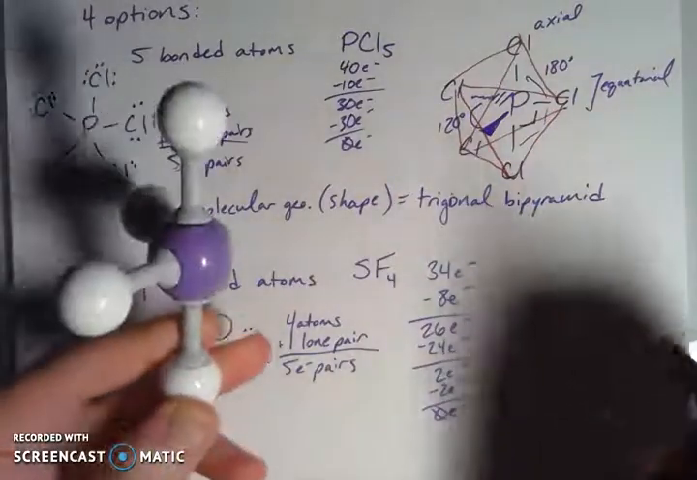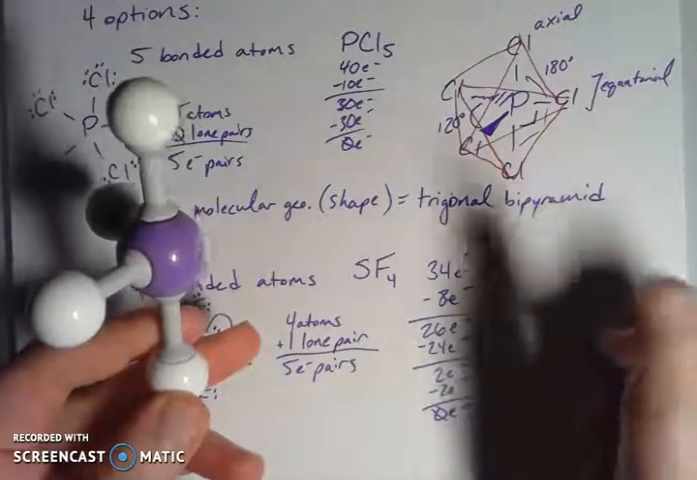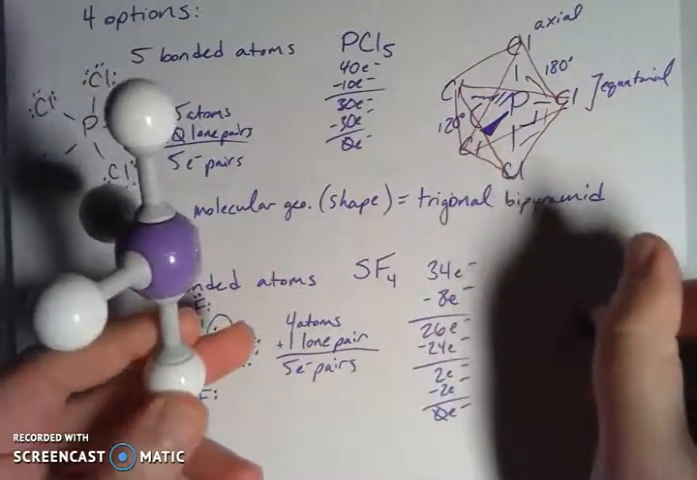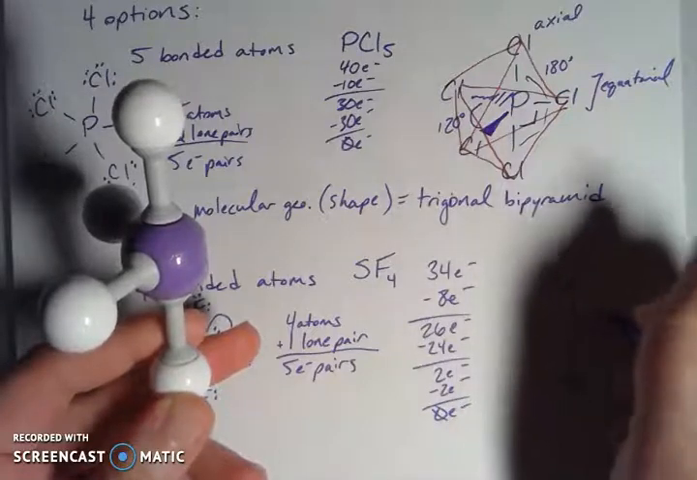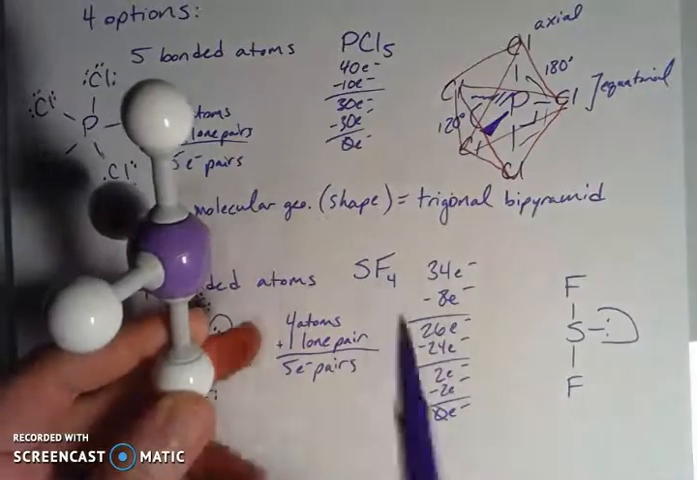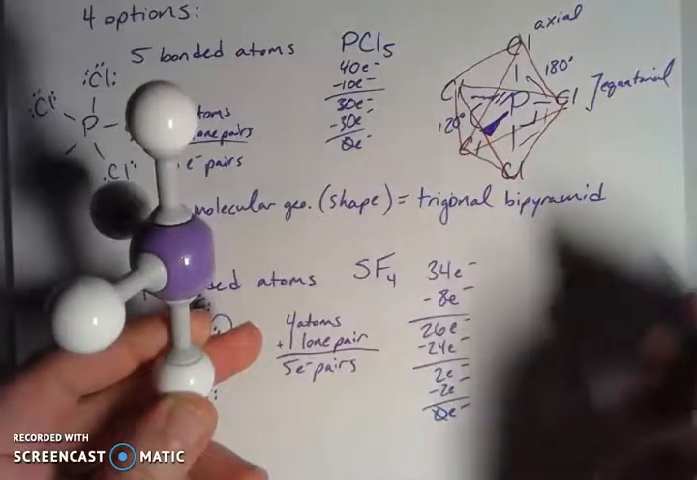So I'm going to draw it like a trigonal bipyramid with my sulfur at the center. Here's my fluorines. I'm going to put my lone pair out to the side. That's this guy here, which means that one of them is coming out at you.